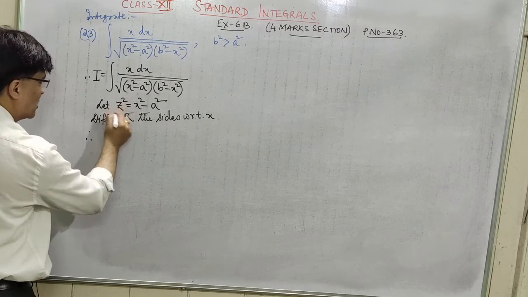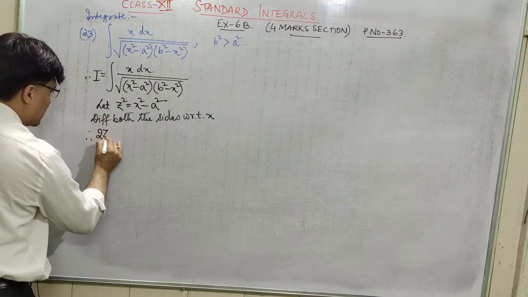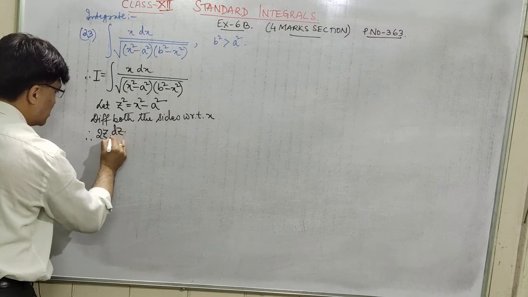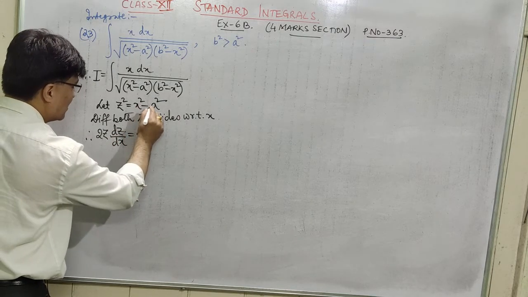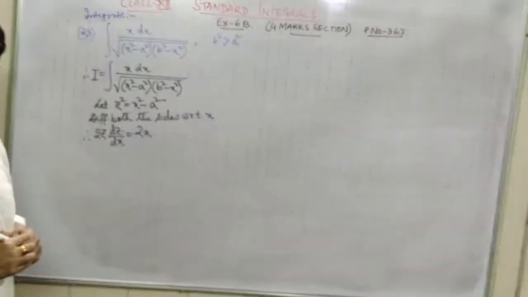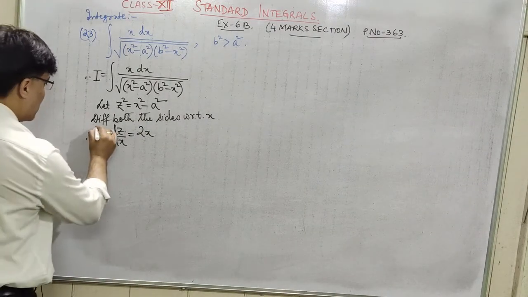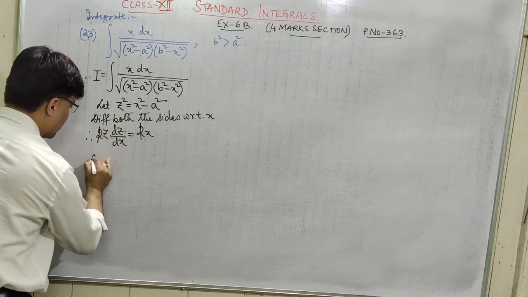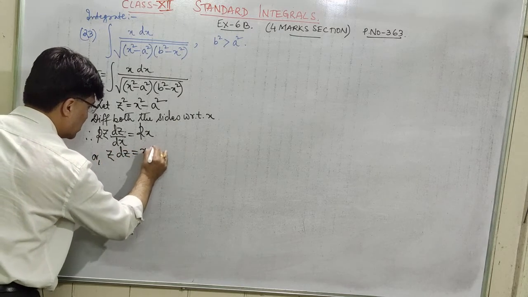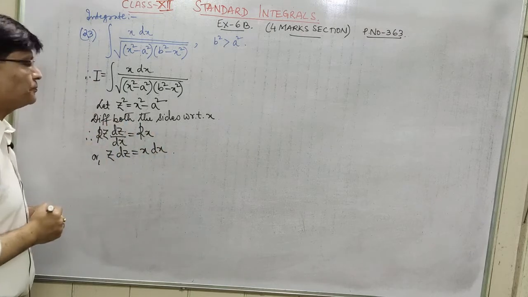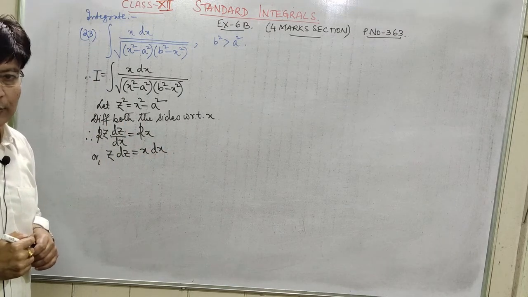So what do we get? What is the differentiation of z square with respect to x? It is 2z into dz by dx is equal to 2x, minus a square is constant, its differentiation is 0. Okay, so here you can cancel this 2, or now this is z dz is equal to x dx. So I think you have understood it.